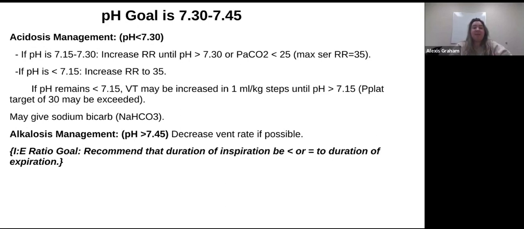If the pH remains less than 7.15, the tidal volume might be increased by increments of 1 until the pH is greater than 7.15. And then the target plateau might exceed 30. You can also give sodium bicarb for acidosis management. And then as far as alkalosis management, that is a pH greater than 7.45. You're going to decrease the ventilator rate if possible. The I:E ratio goal recommends that the duration of inspiration be less than or equal to the duration of expiration.